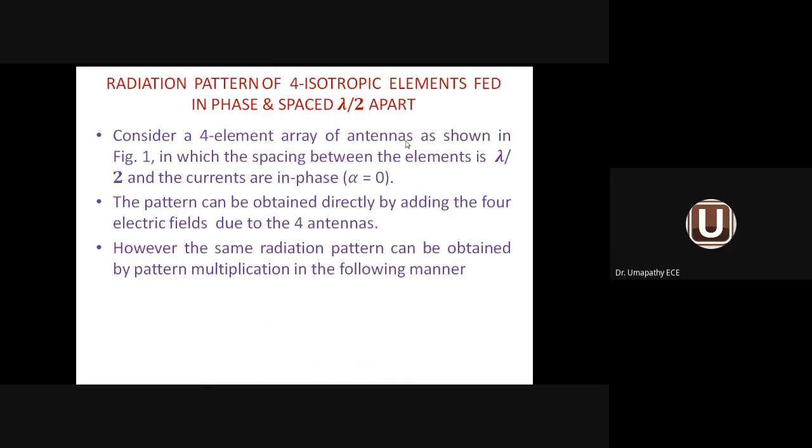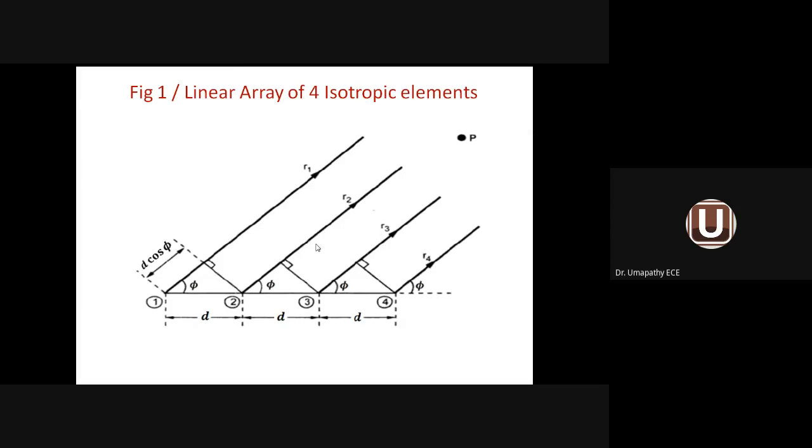This method is called pattern multiplication. Let us see it here with an example. Now let us see pattern multiplication with an example. Consider a 4 element array of antenna as shown in figure 1. Look at this diagram. There are 4 antenna elements available: 1, 2, 3 and 4. Small letter d is the uniform spacing between the antenna elements. Everywhere small letter d is uniform.